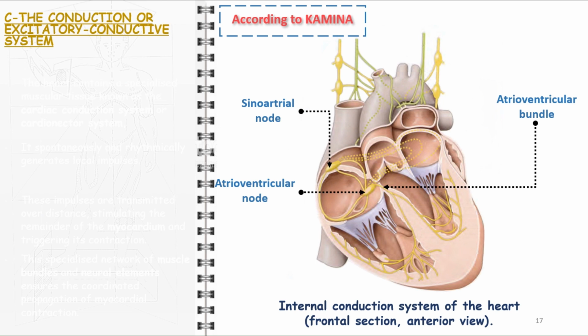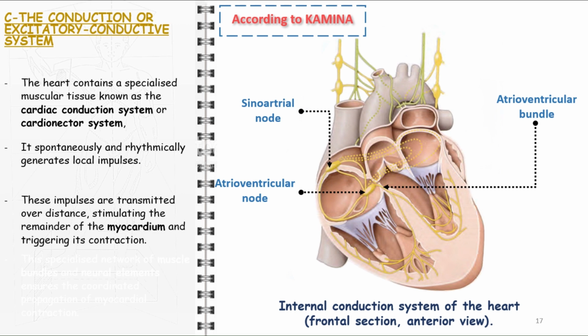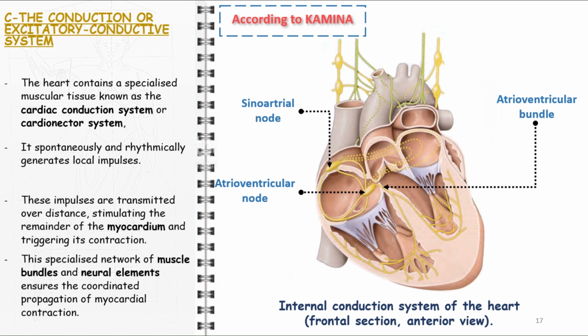Moving on to another important component of the myocardium. The heart contains a specialized muscular tissue known as the cardiac conduction system or cardionectar system. It spontaneously and rhythmically generates local impulses. These impulses are transmitted over distance, stimulating the remainder of the myocardium and triggering its contraction. This specialized network of muscle bundles and neural elements ensures the coordinated propagation of myocardial contraction.